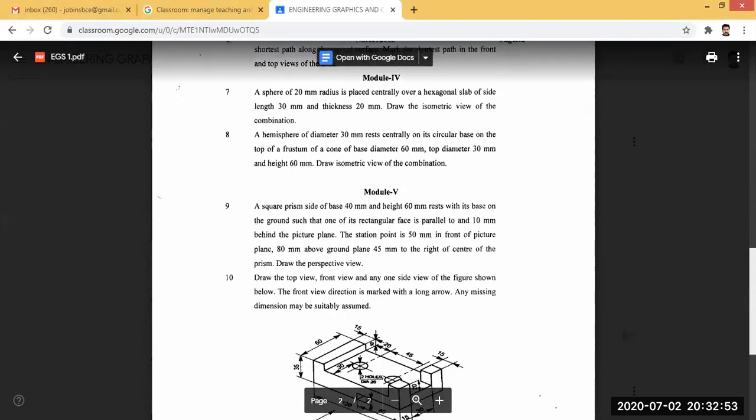Then the next assignment is question number 8. Here is a hemisphere. What is actually a hemisphere? You cut a sphere and you get the hemisphere. And this hemisphere is on the top of the frustum of a cone. You have to create the 3D model of this combination. The next question, you have to create a square prism of base 40 and height 60. That is the next assignment.